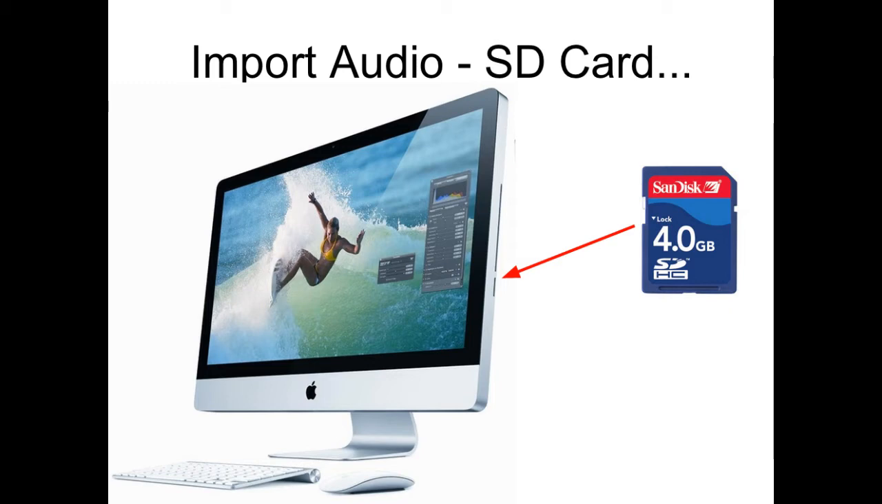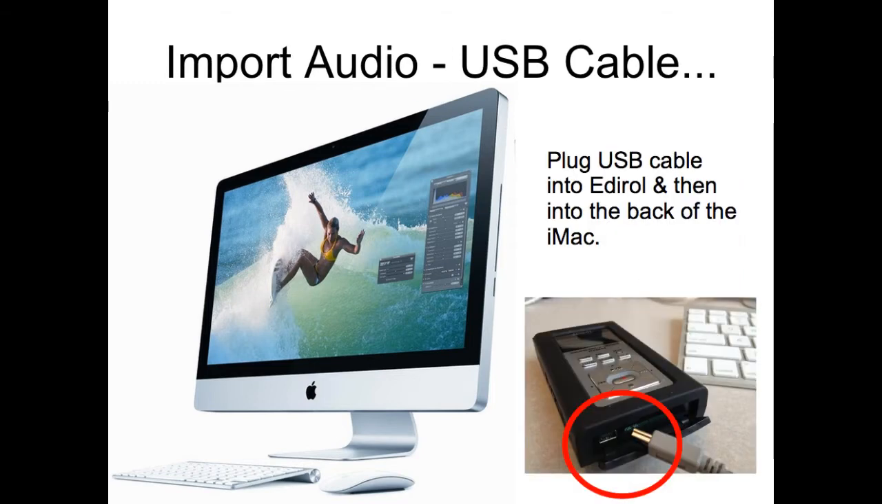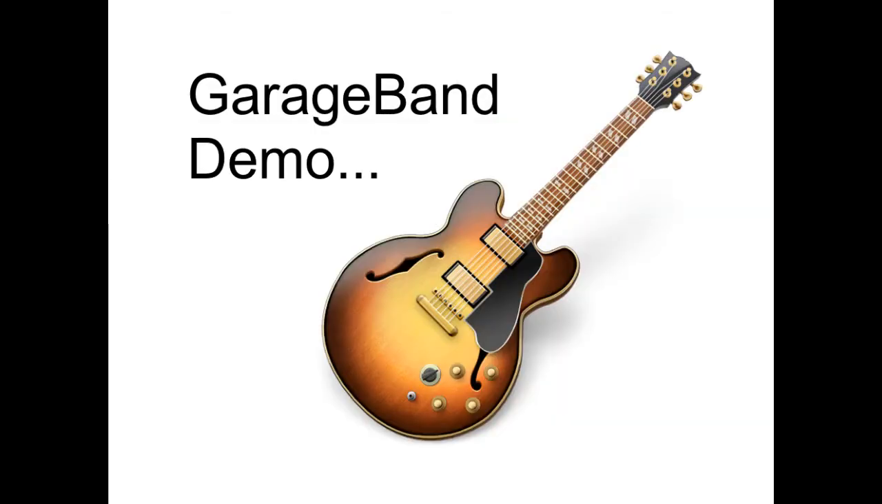If you want to use the USB cable method, you plug the USB cable that came with the audio recorder into the bottom of the recorder and then plug it into the back of the iMac. And in the very same way, the file will show up in the Finder and you can drag it and drop it into GarageBand. And we'll demonstrate that right now.